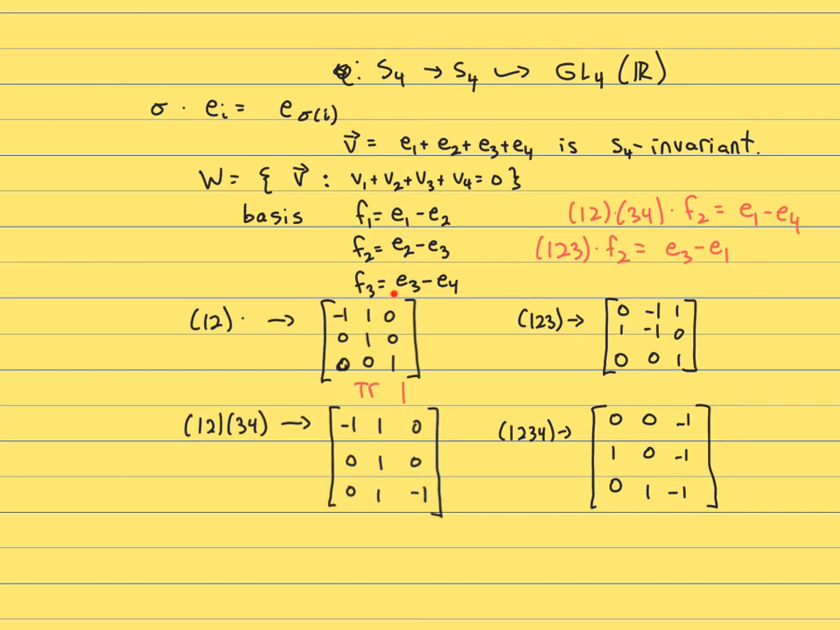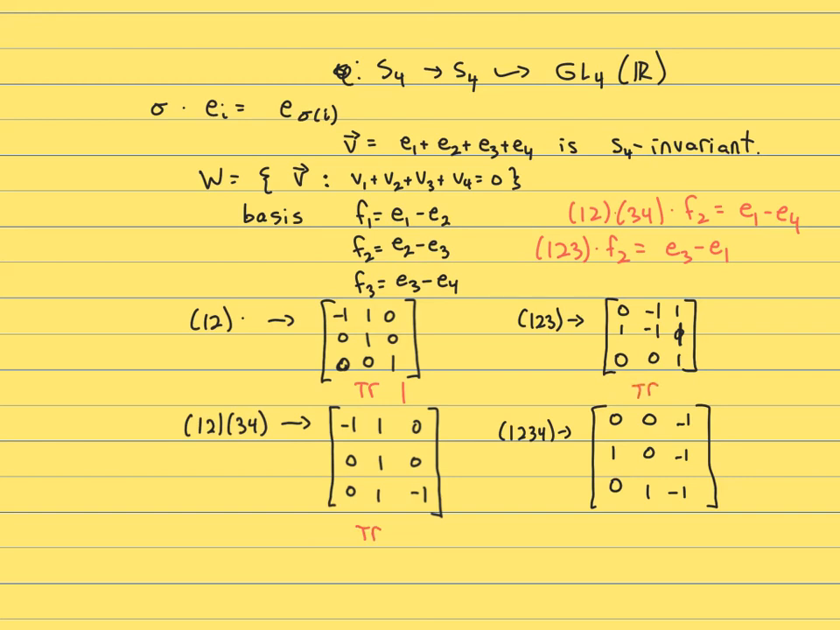And finally, when you act on F3, you get E1 minus E4, which is a typo here. That should be the summation of all three. Finally, if you act with the 4-cycle, you get this matrix. And so one element from each conjugacy class.